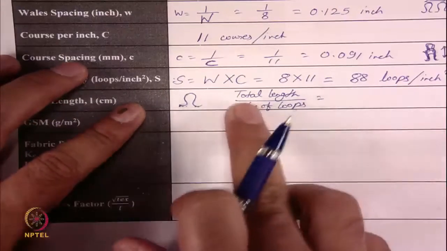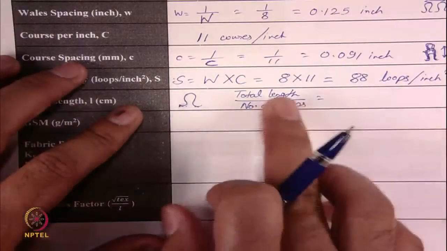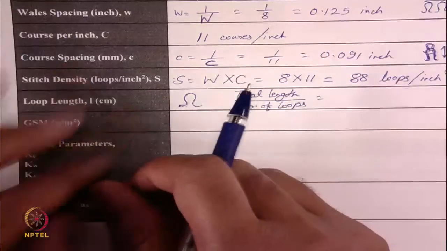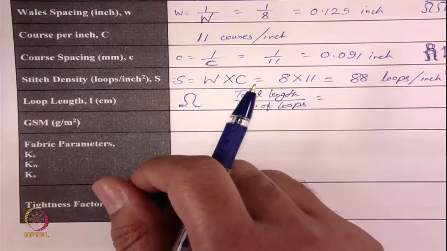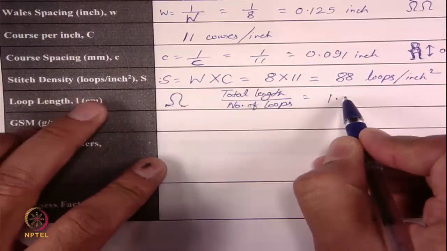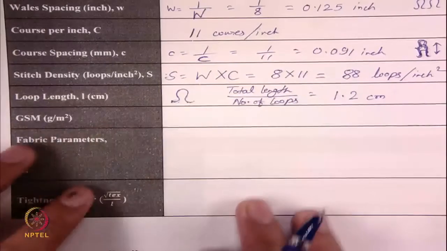So, you can take out the length of an entire course, you measure that length, you count the number of loops. The number of loops you can count from the number of needles being used on the machine. So, we have calculated the loop length, which is equal to 1.2 centimeter so far. I already did this.